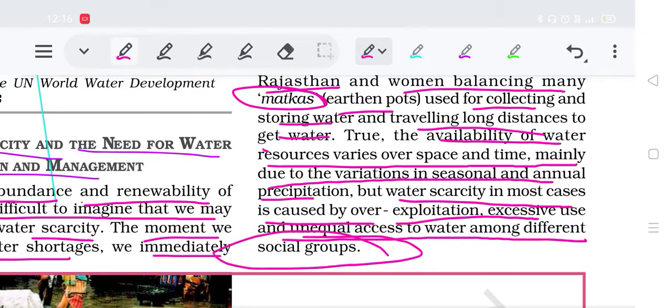So they are telling us that if we think about what water scarcity is and where it is going to happen, we always think of the Rajasthan desert. Why? Because we think of women carrying earthen pots on their heads to go far and collect water. But this is not because of that. Water scarcity may occur from different reasons. The first reason is, as we have told, less precipitation, but it is not the main reason. The main reason is overexploitation, excessive use, and unequal access.